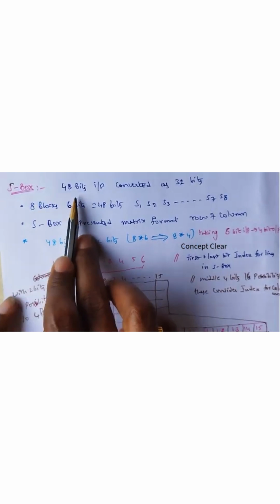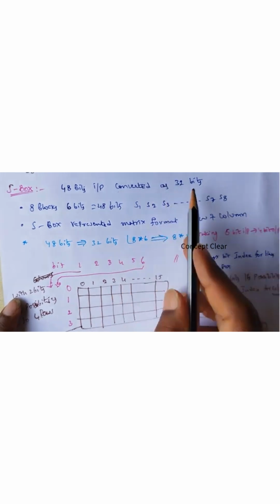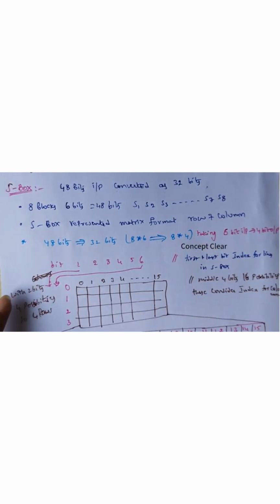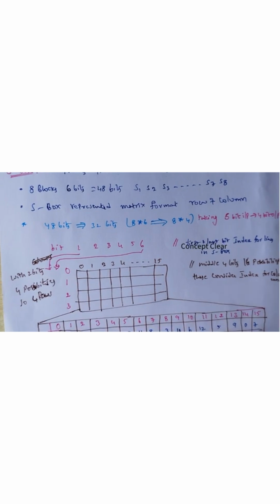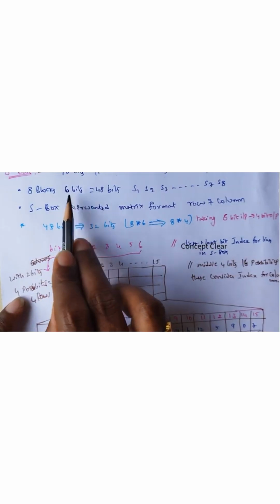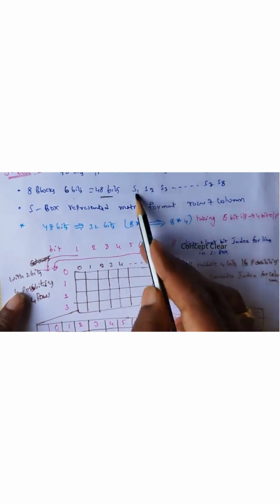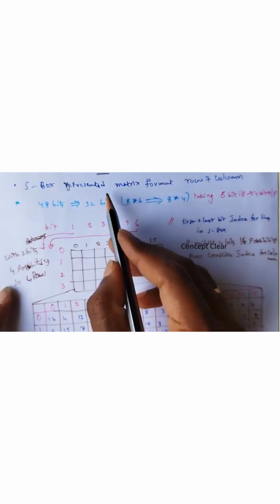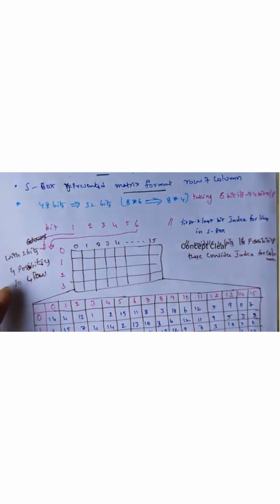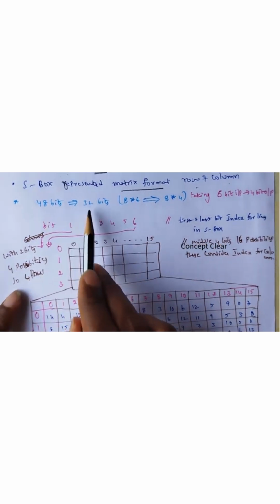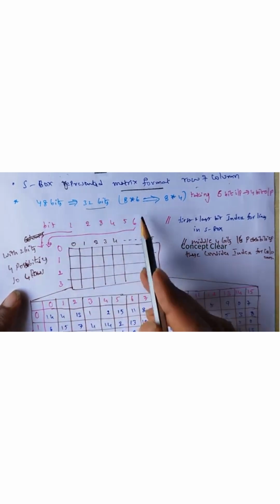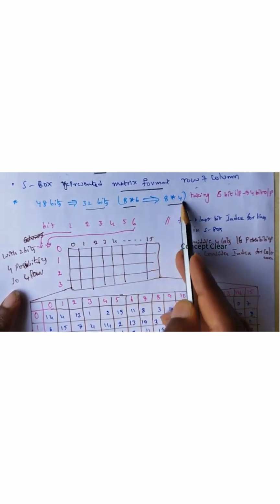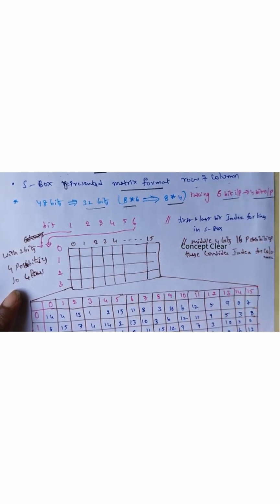Okay, see here, S box operation: the 48 bits are converted to 32 bits. Okay, this is about the expansion table. How the bits will be reduced from 48 to 32 bits: see here, 8 blocks of 6 bits, which means 48. Those are called S1, S2, S3 up to S7, S8. And what does an S box represent? An S box is represented in matrix format. Matrix means rows and columns. The 48 bits will be converted to 32 bits. That means 8 into 6 converted to 8 into 4. Totally 6 bits input and 4 bits output.